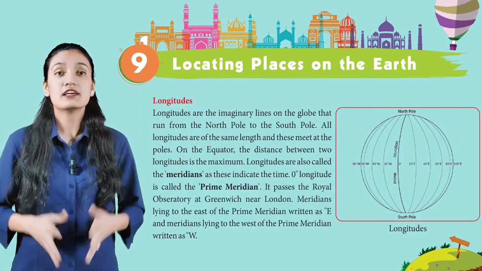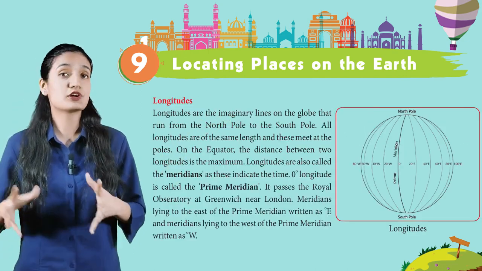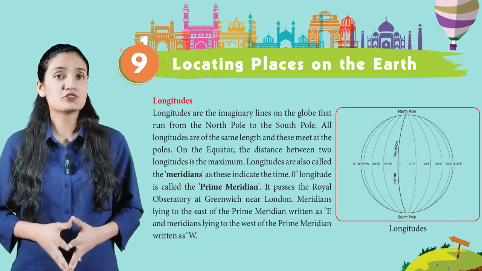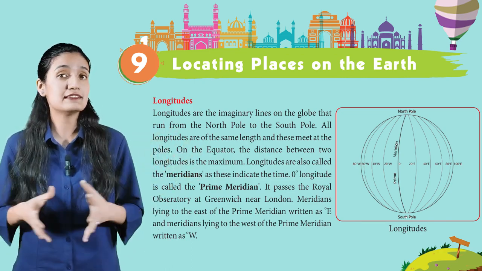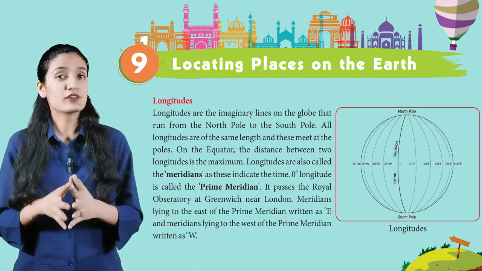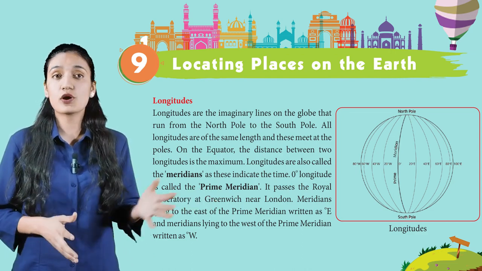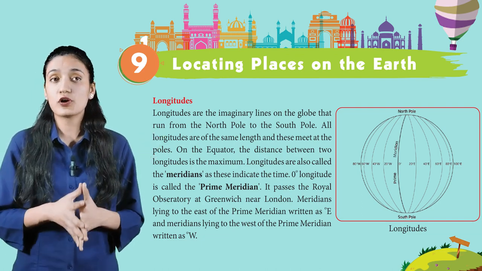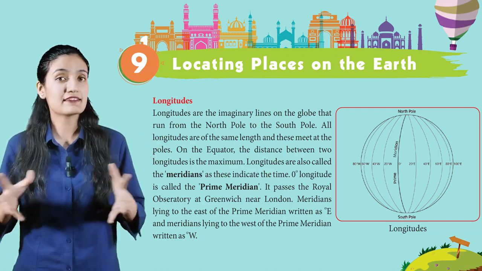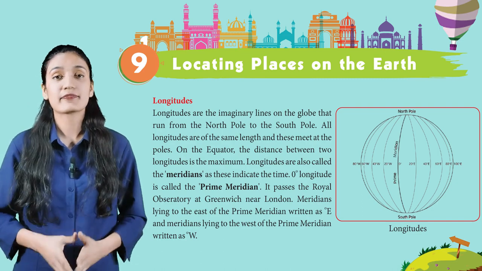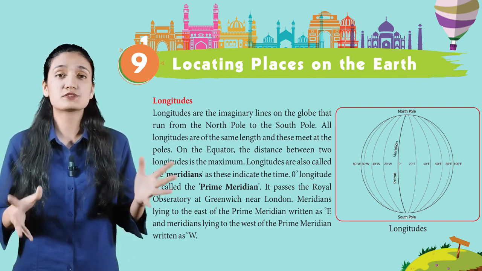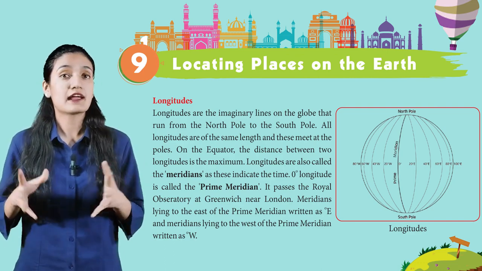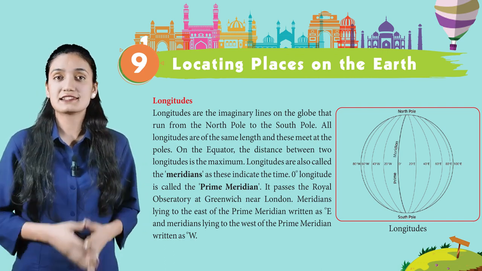Now, longitudes. Longitudes are the imaginary lines on the globe that run from the North Pole to the South Pole. All the longitudes are of the same length and these meet at the poles. On the equator, the distance between two longitudes is the maximum. Longitudes are also called the meridians, as these indicate the time. 0 degree longitude is called the prime meridian. It passes through the Royal Observatory at Greenwich near London.